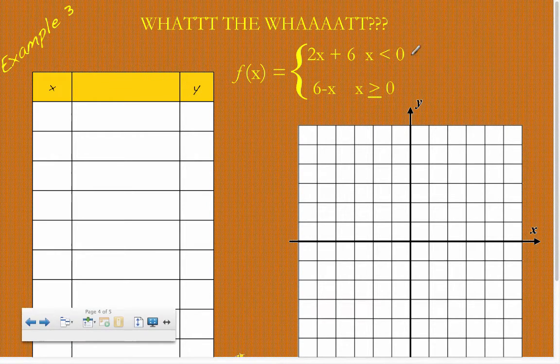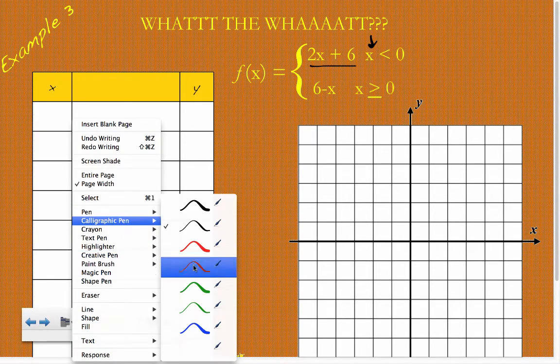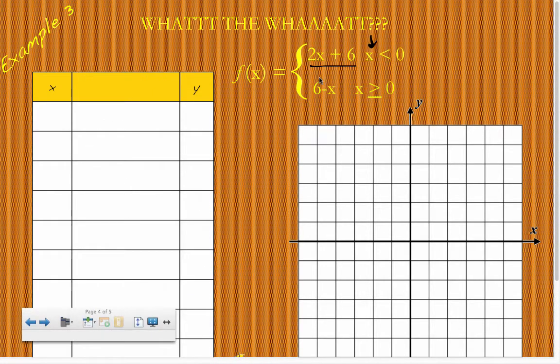All right, so what does a piecewise function mean? We look at it in pieces. We have this first piece. And this piece we will use if our inputs, our x's, are less than 0. Here's our second piece. We use this piece if our x values are greater than or equal to 0.